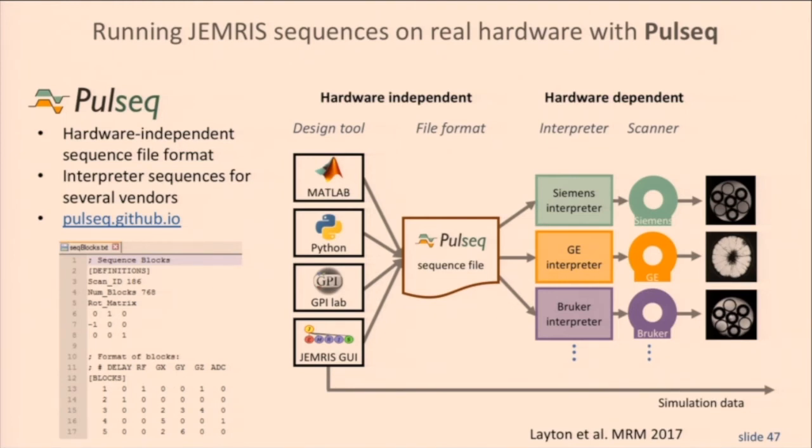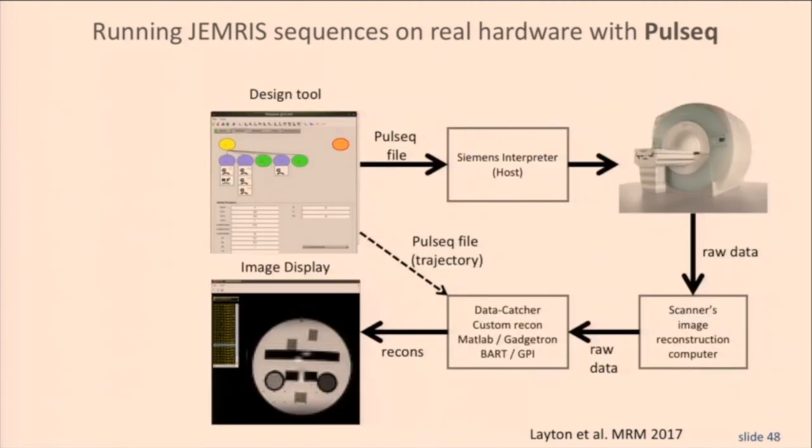That means you basically have different design tools. GEMRIS is just one of them, which can generate such a PulseSec sequence file, which you can then run on the scanner. On Siemens, it would look like this. You use GEMRIS as a design tool, generate this PulseSec file, run it on the Siemens scanner, and collect the raw k-space data. So raw data is not the image. Then you do some custom reconstruction or use open source software such as BART or Gadgetron to do the reconstruction, and finally get an image.